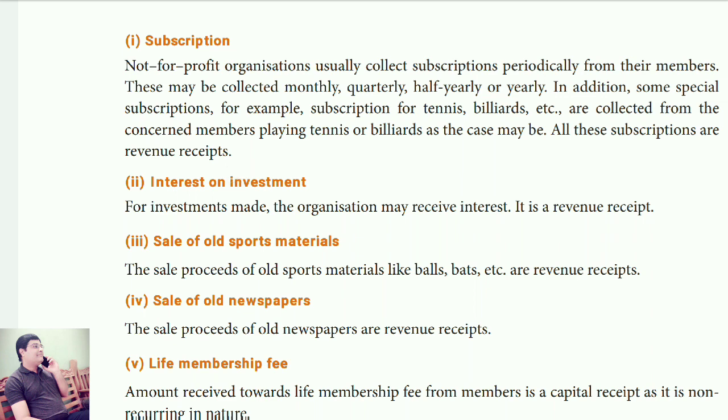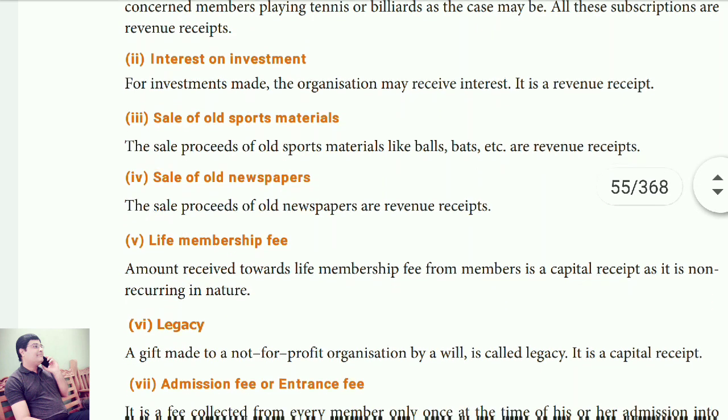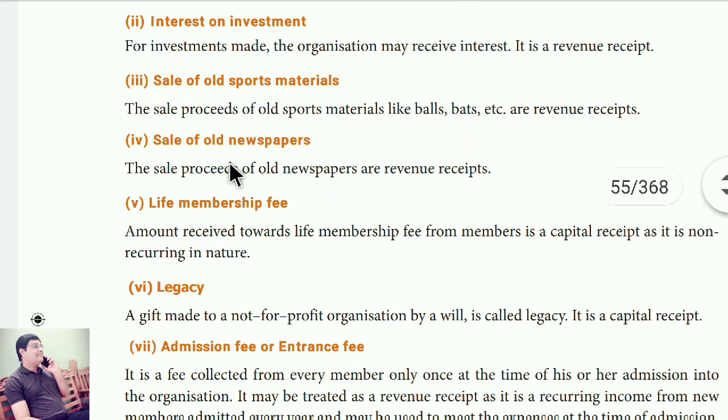Next is interest on investment. What do you mean by interest on investment? For investment made, the organization may receive interest. It is a revenue receipt. So this will come under income, revenue receipt.